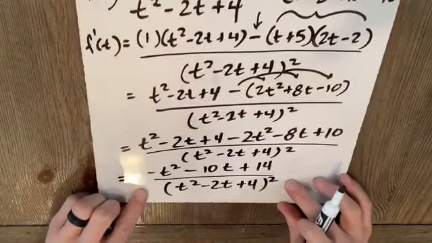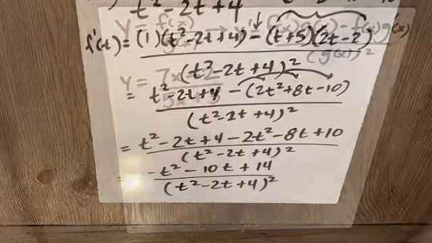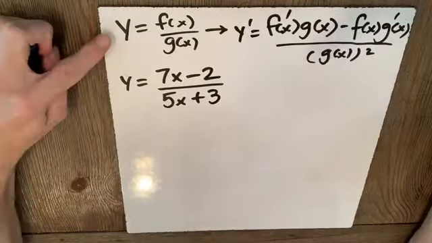So this last one here, that is my derivative. Even though it took a lot of work, we did get there. Here's our first instance where we're going to use the quotient rule.